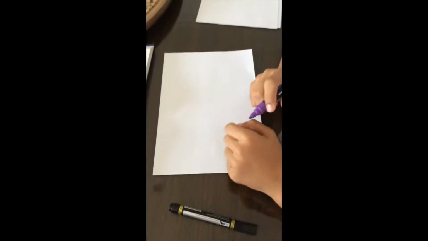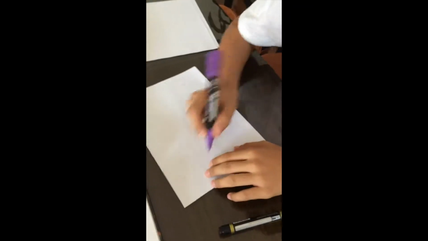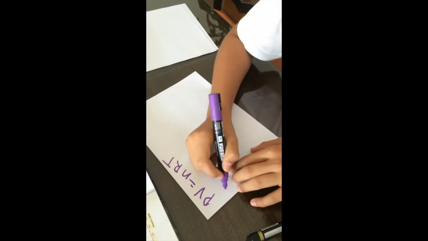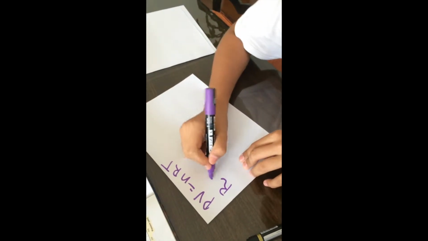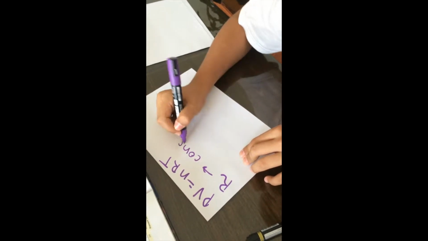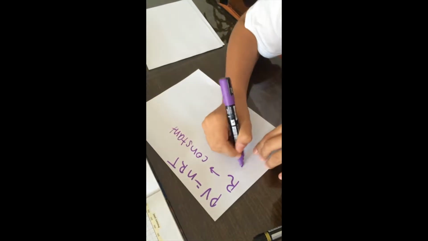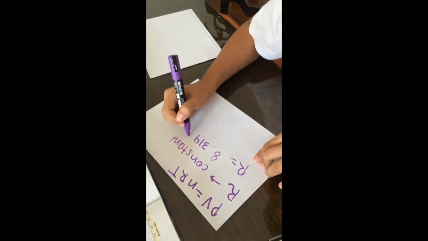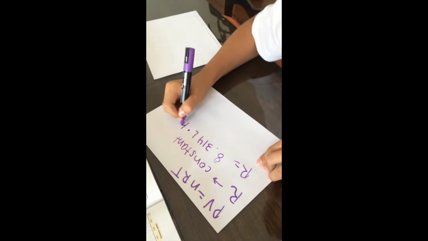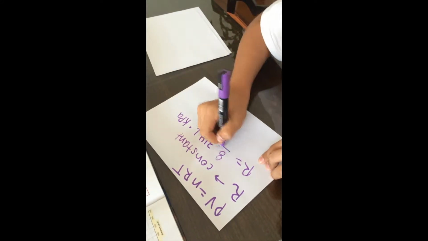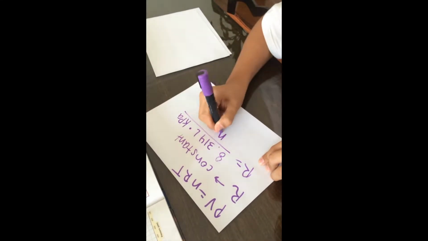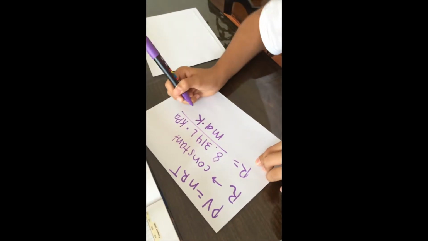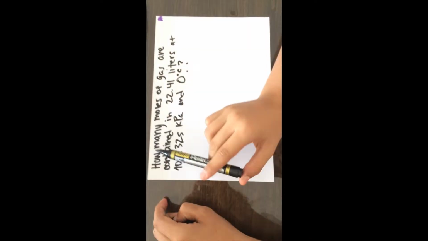That's right, young master. In this ideal gas law, where PV equals nRT, R, which is a constant, equals 8.314 liters times kilopascals over mole times K.